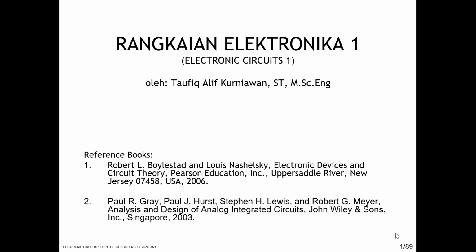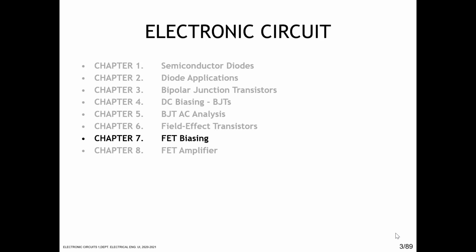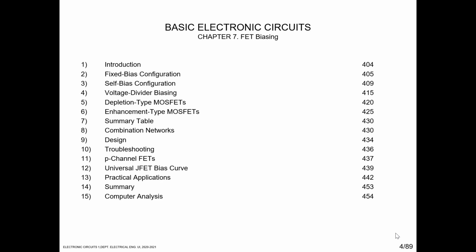Okay, today I will continue Electric Circuit 1. We will discuss Chapter 7, FET DC analysis or FET biasing. In this chapter, we will learn some configurations like in BJT. We have fixed bias, self bias, voltage divider, and then we also have depletion type and enhancement type MOSFET. So I will divide this learning video into two parts.